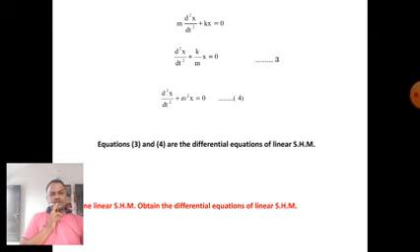Derive an expression for a differential equation of linear SHM of a particle performing linear SHM. These are the two questions that depend on this article. So by using the differential equation of linear SHM, we have to derive the next article: acceleration, velocity and displacement.